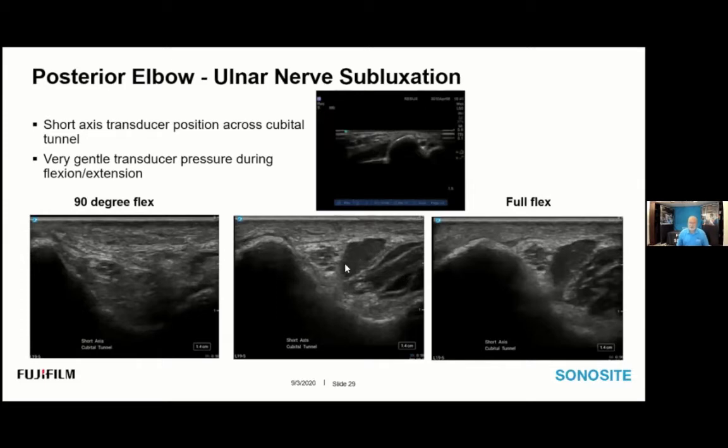This can certainly reduce the space in which the ulnar nerve resides and push it up along the undersurface of Osborne's ligament. We notice here how the ligament is becoming straighter as the nerve pushes up on the underside. And with full flexion, now we see the nerve with even less space, pushing up and actually bowing this ligament.